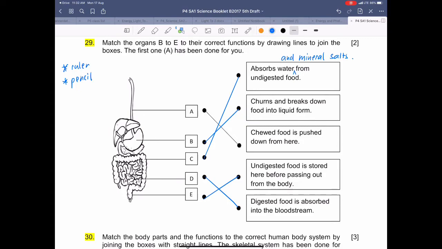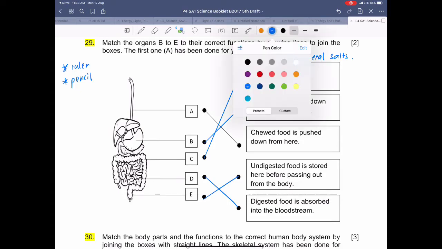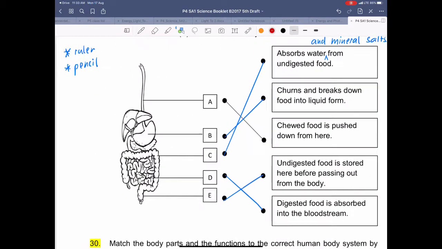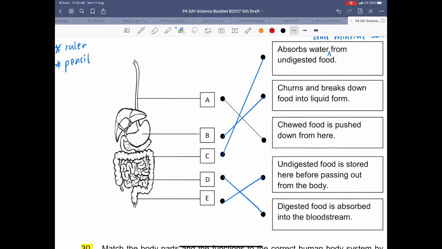Okay? So I'm actually going to write down the names of the various parts of your organ so that you know. A is your gullet. B is your stomach. C is your large intestine. No, I thought it's anus. Nope. D is your small intestine. E is actually your rectum. I thought it's anus. No, anus is all the way here.